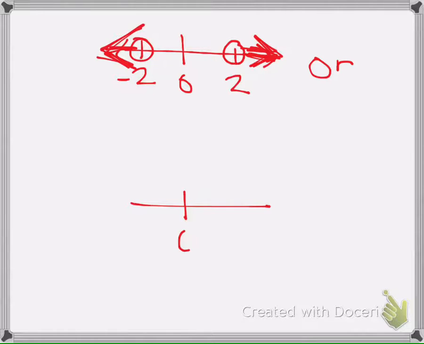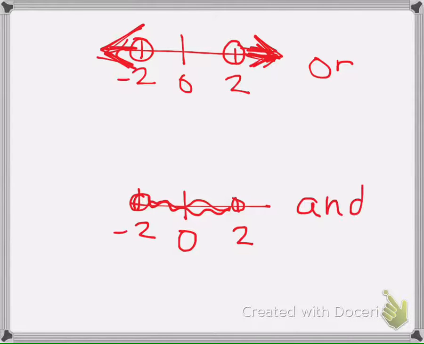If I am the 0 again and I'm like, oh, it's so cold outside, let's all huddle together. I want you all less than 2 units from me. That's when you'd all be in here. So that's why less than is our and when we're talking about distance. Greater is our or when we're talking about distance. Okay?